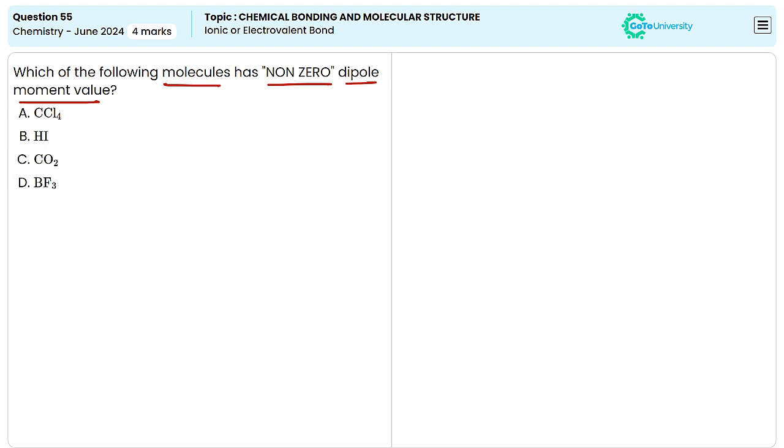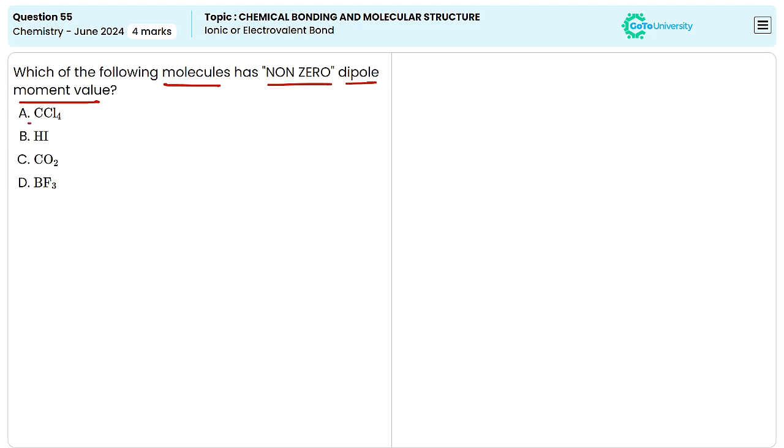Electronegativity is the ability of an atom to attract the shared pair of electrons in a covalent bond. If an atom is attracting the electron density, it will get a partial negative charge and the other one will get a partial positive charge. Now let's come to the options given here.